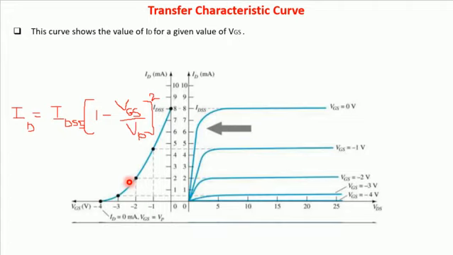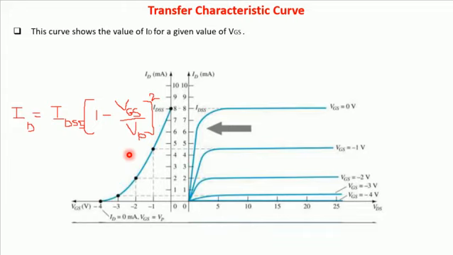When VGS equals 0 volt, ID must be equal to IDSS, and when VGS equals VP, which is minus 4, the drain current ID will be 0. So here we can understand the transfer characteristic from this curve. It shows how the input voltage will vary the output current, and that characteristic curve is called the transfer characteristic curve.